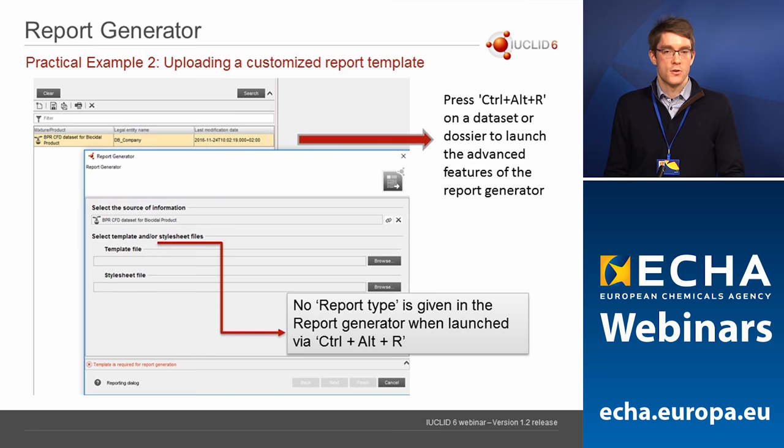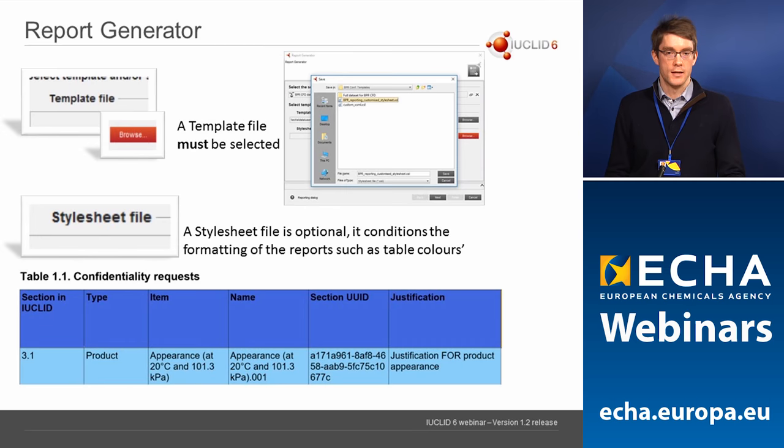Okay, so moving on to the second example, this is how to launch the advanced features of the report generator. As mentioned in the previous slide, you press Control, Alt, and Delete on your keyboard from any dataset or dossier. And you'll notice one big difference in the first step of the wizard. Instead of a type of report being pre-selected for you, you can now upload your own report template. And you do that through the template file, which is shown there.